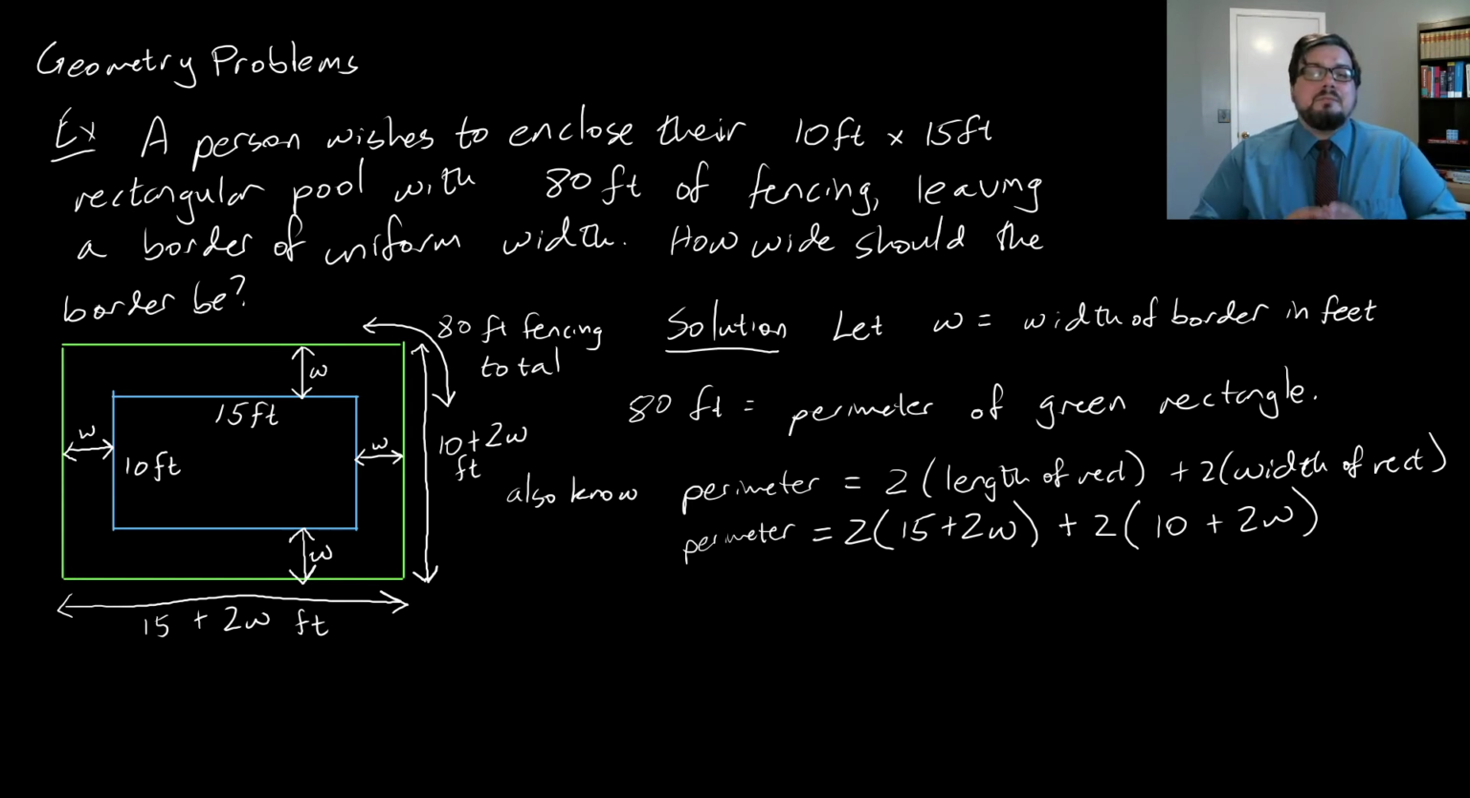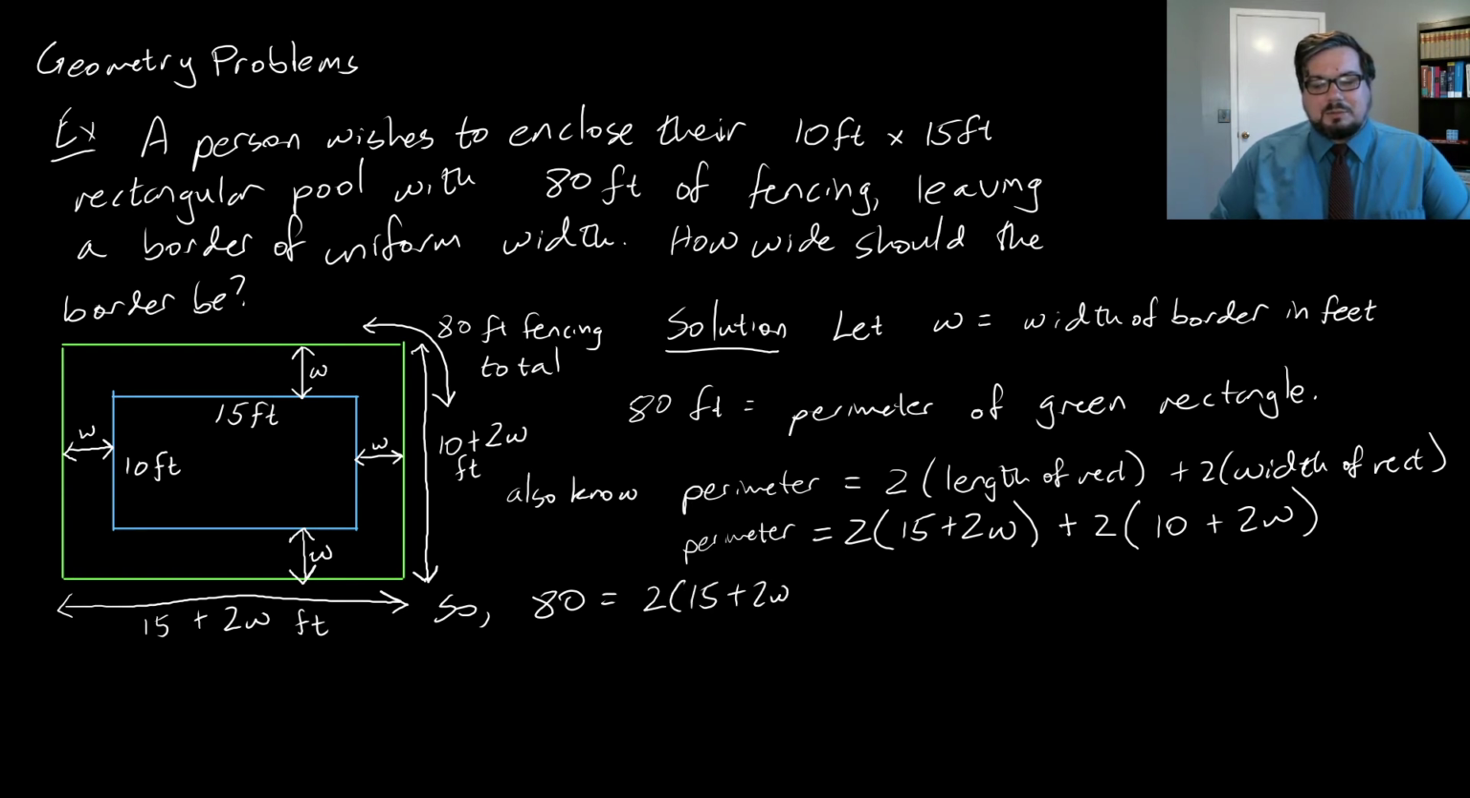But because they're measuring the same thing, because the 80 feet from the problem and the expression with the W's are both measuring the perimeter of the rectangle, they have to be the same. They have to be the same quantity. So we have that 80 has to equal 2 times (15 plus 2W) plus 2 times (10 plus 2W). Because the 2 different ways we have of writing down the perimeter have to give us the same quantity, because the perimeter only has 1 length.